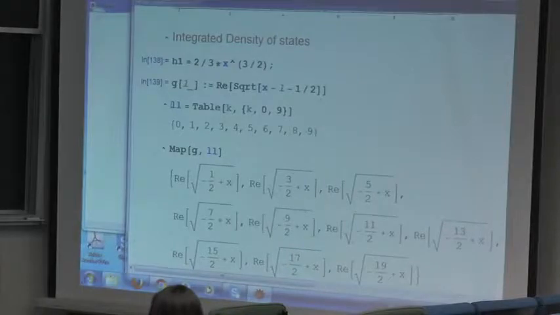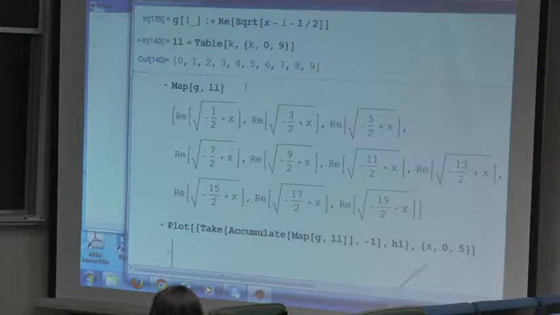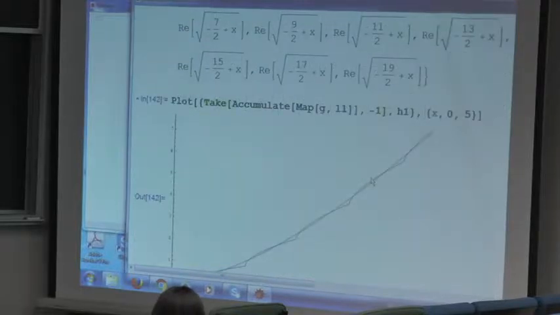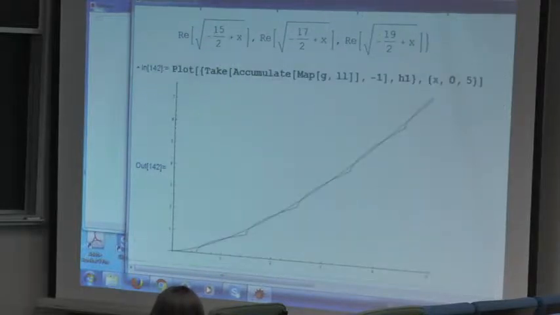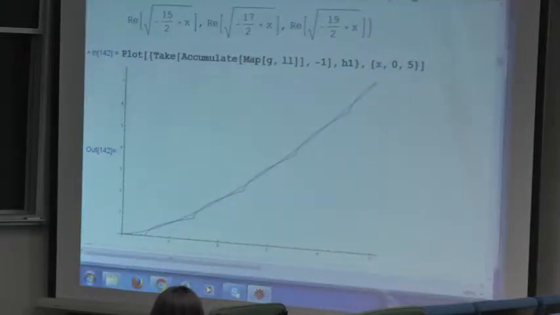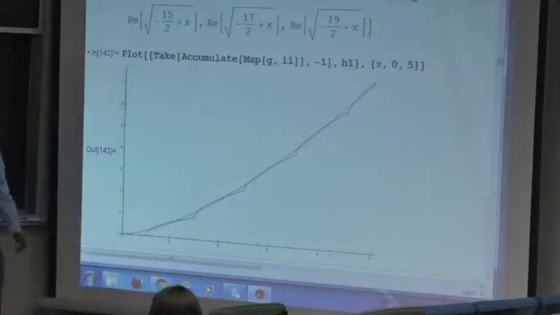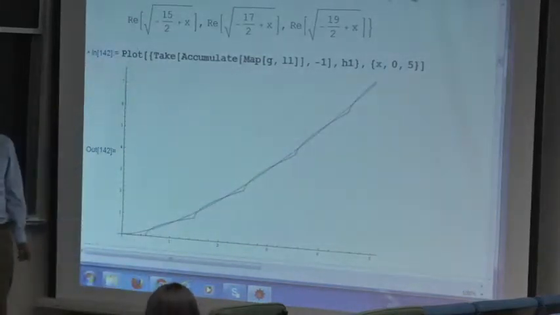I just find out the maximum L's that are applicable in each case. G takes up the argument L. I just map the function onto different values of L and then I just make a plot. I will upload this Mathematica file as well so you can have a look at what's going on. Now here you will observe two curves. This axis is the x-axis, so it's the energy axis, whereas this axis is the integrated density of states axis.